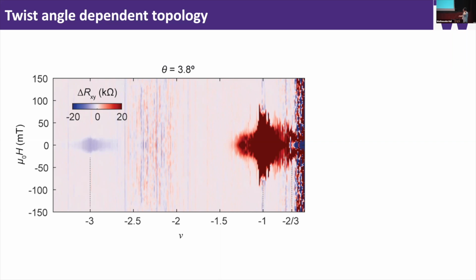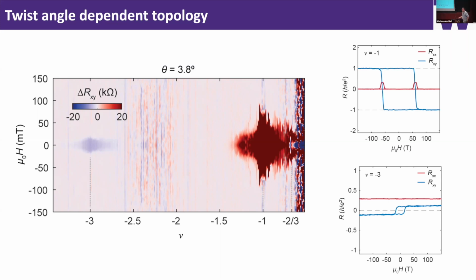And at filling factor -3, we have a finite Rxy, same as 2.6 degrees, but there's one thing different. The difference is now you see the sign of my anomalous Hall signal, Rxy, at filling factor -3 is opposite to the sign at filling factor -1, okay? So this just tells us that at 3.8 degrees, the Chern number of the second band has opposite sign to the Chern number of the first band.